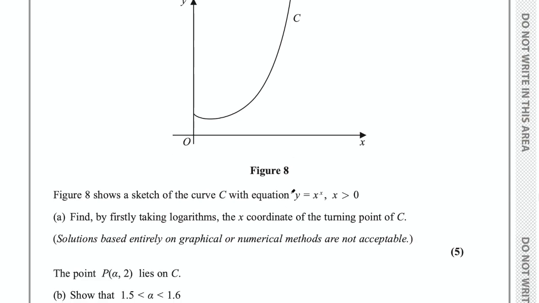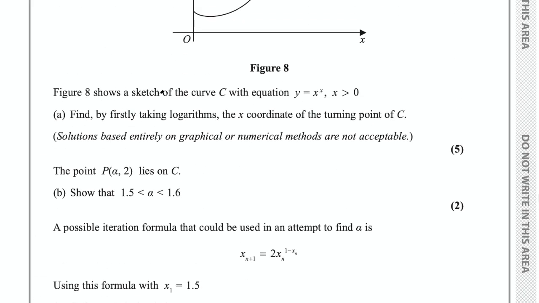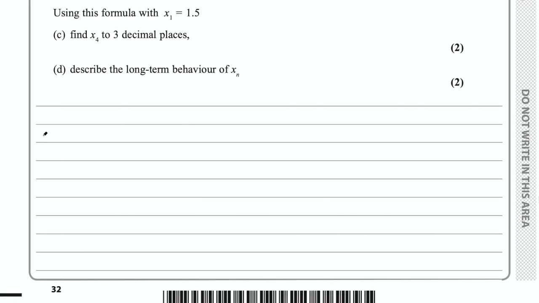So let's firstly take this equation, and what does this mean? If we're looking for the x coordinate of a turning point, that means we want the derivative. So the derivative is going to lead us to the turning point of the graph. So for part A, that will be where I want to start. I've got y equals x to the power x, and the question tells us to use logarithms. So let's go ahead and do that. Let's take the natural log of each side.